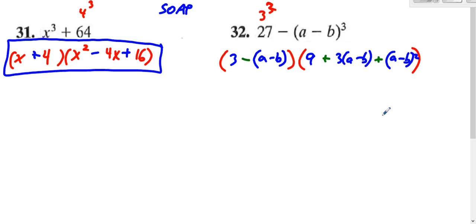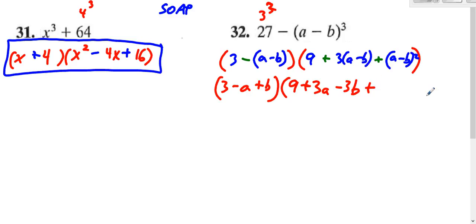We've got a lot of parentheses inside parentheses, so we can try to simplify. So that'd be 3 minus a plus b. This would be 9 plus 3a minus 3b. I don't think this is going to simplify any. You could even FOIL this out, see if there's like terms you can combine. There really won't be though, so let's just leave it alone.